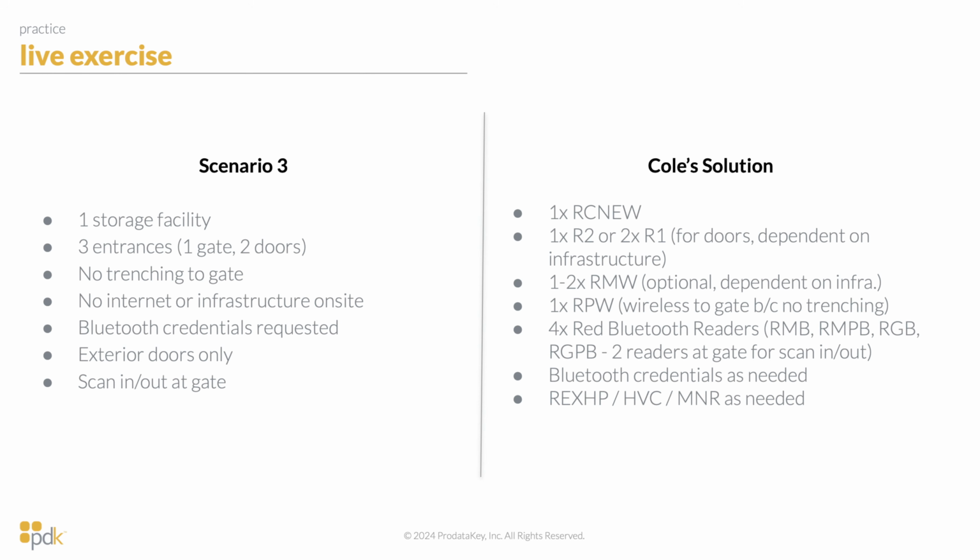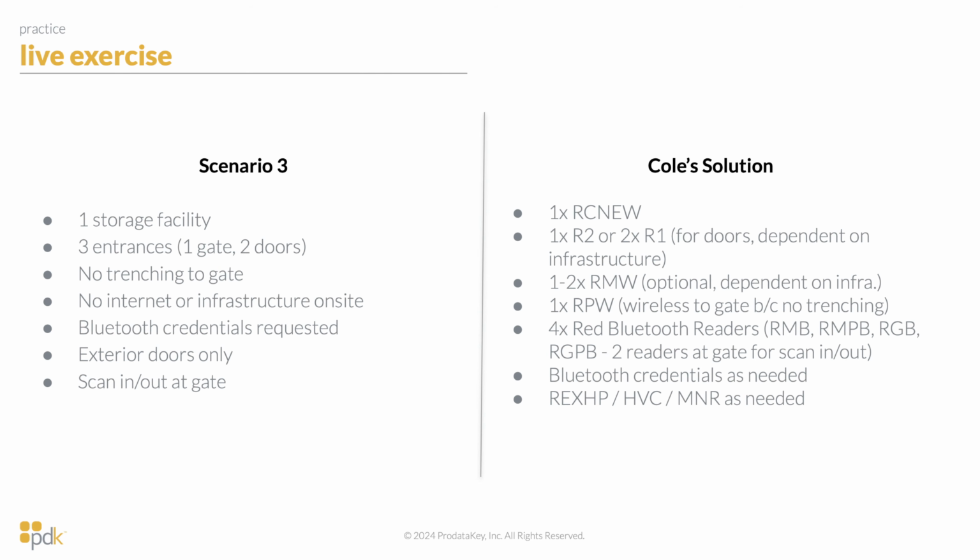And then for the gate, you have 2 options. You can do an RPW or an RGW. The difference being that the RGW is that plastic NEMA enclosure and the RPW is that steel enclosure. Since Bluetooth credentials were requested, I also spec'd out 4 red Bluetooth readers, which are any of those listed readers right there. You could also do the RKB or the RKPB if you don't mind having a keypad as well.